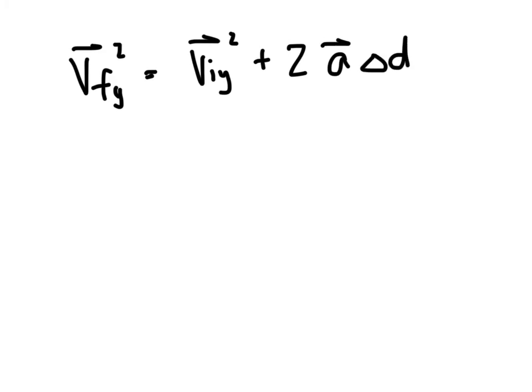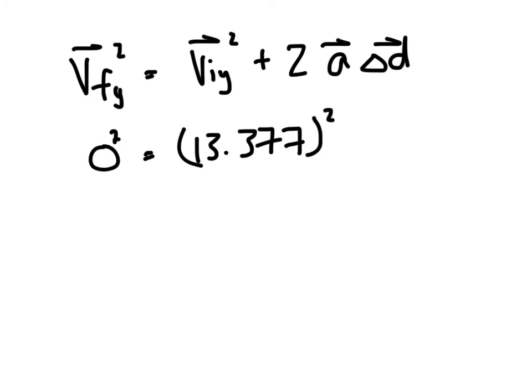Vf squared, and we'll do y direction, equals Viy squared plus 2 acceleration displacement. So let's substitute in what we know from our numbers. The final velocity was 0, and the initial velocity was 13.377 squared. Notice I'm keeping a fair number of digits around. We don't need to actually have that many digits in our final answer, but the more digits we can keep throughout the question just gives us a more accurate answer at the end. We're really going to round at the very end, so we like to keep extra digits around until that point.